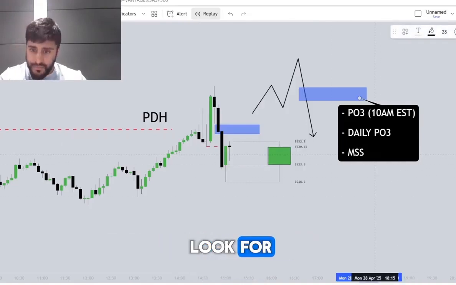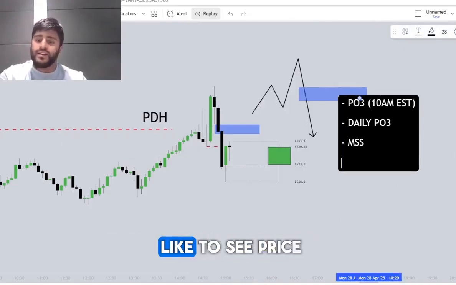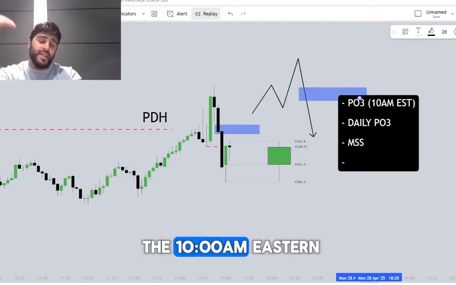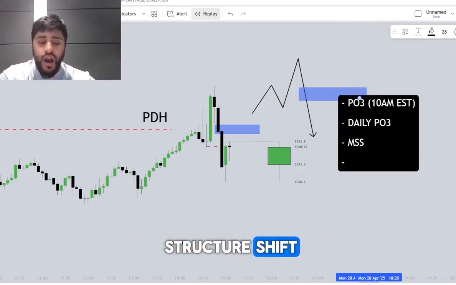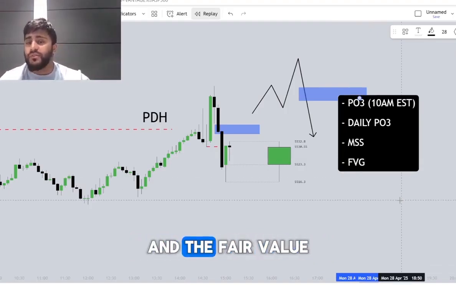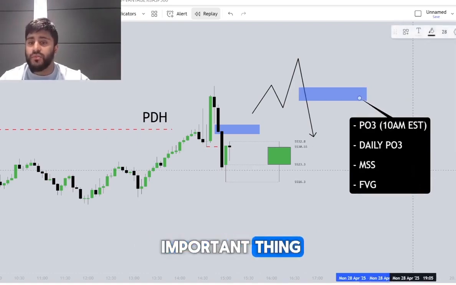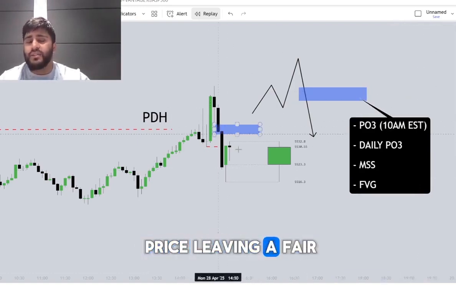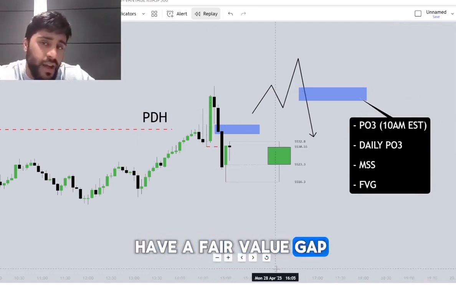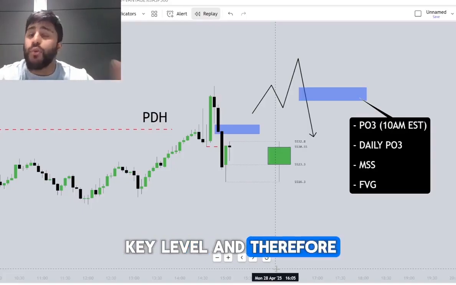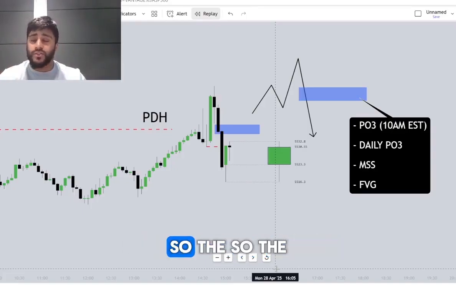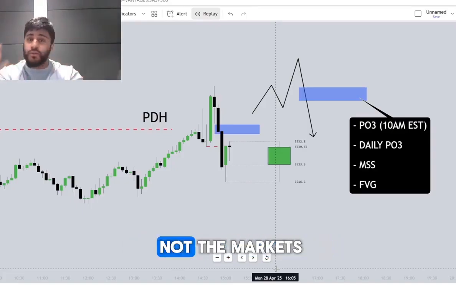The next thing I look for in trades is I like to see price giving us, of course, we're above the 10 a.m. Eastern, we have a market structure shift. I want to see price give a fair value gap. And the fair value gap is the most important thing. We can see price leaving a fair value gap. So if you don't have a fair value gap, that is not a key level, and therefore any trades you take from there are invalid. So the losses are your fault, not the market's.